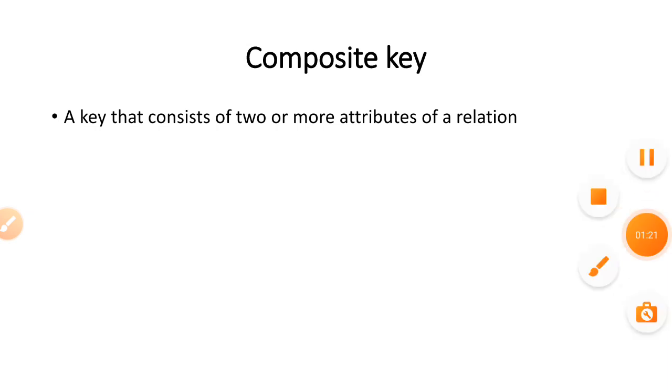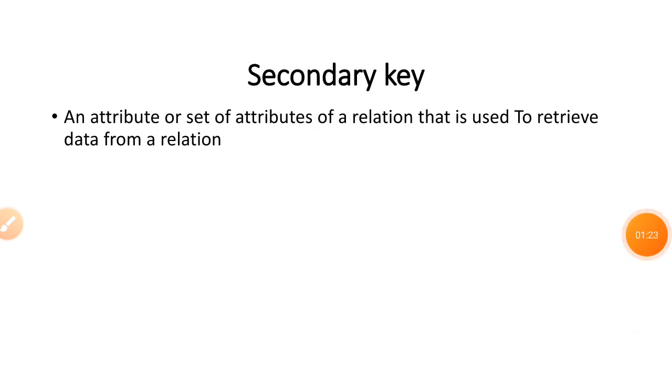The next one is basically about the secondary key. So what is secondary? An attribute or set of attributes of a relation that is used to retrieve some specific data from a relation, we can say that it's a secondary key. Students, a secondary key is also known as a non-unique field. As you know, we apply keys on a column, means on a field, and a column is also known as a field.